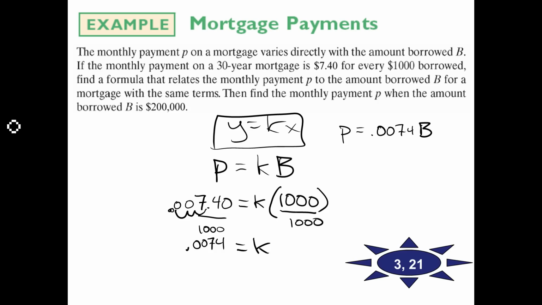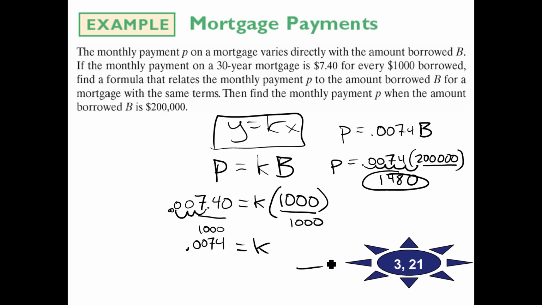So now let's find the monthly payment when the amount borrowed is $200,000. So payment equals 0.0074 times 200,000. We can do this by hand. 7.4 times 2 is going to be 14.8. And we've got 5 zeros over here. We can move our decimal place 1, 2, 3, 4, 5. So your payment is going to be $1,480 on a mortgage of $200,000. All right, now that you've seen that, let's try problems 3 and problem 21.